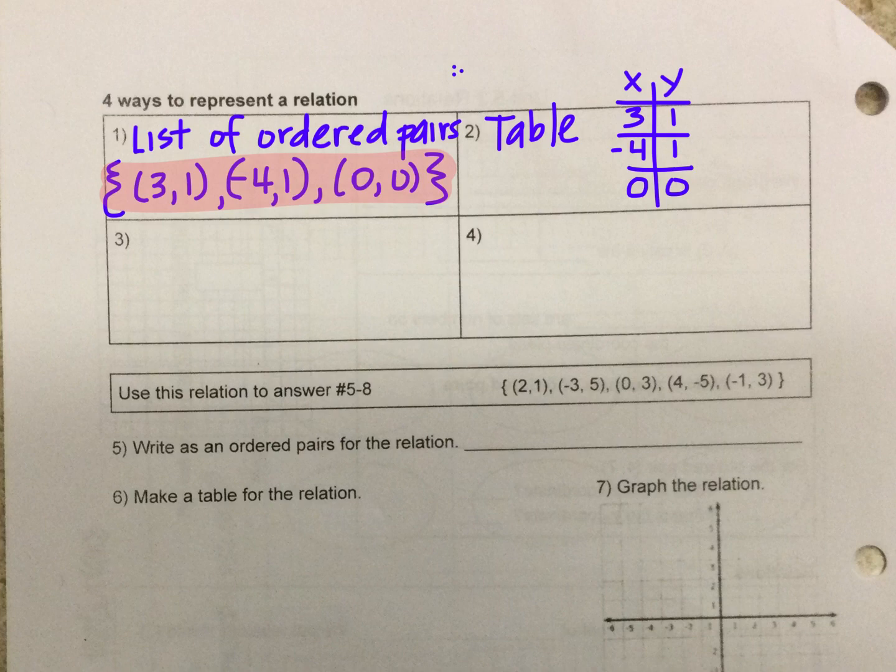The third way is to map it. And this is kind of the easiest, but also the most confusing. To map something, you draw 2 circles. And there's a couple rules to mapping. First, you have to list the numbers in order. And second, numbers do not repeat.